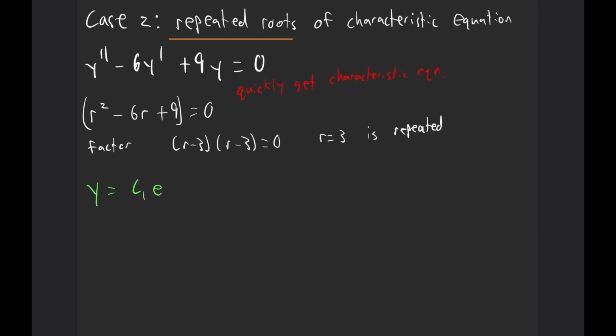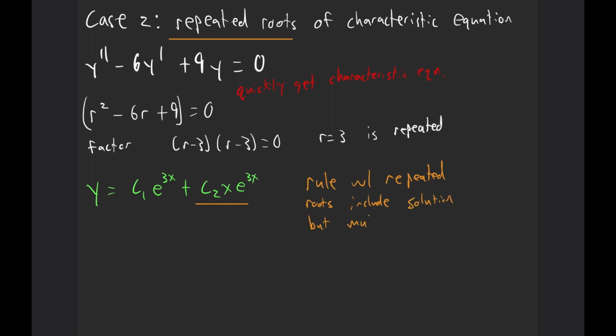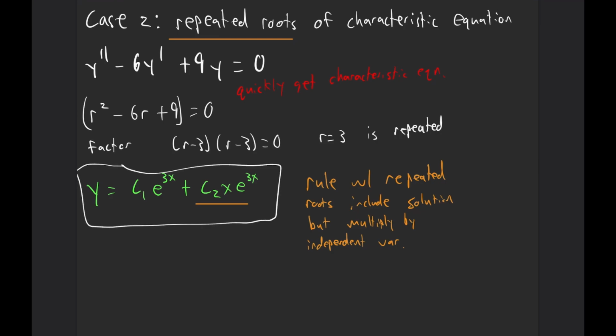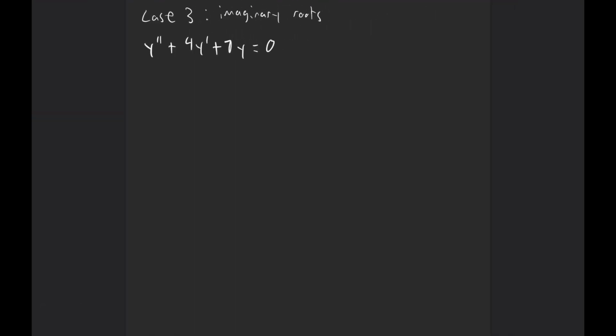So we get y equals c1 e to the 3x, plus c2 x e to the 3x. The reason we throw in the x term there is to make these two solutions linearly independent, and this is a rule that's going to happen with these repeated root solutions. We're going to throw in the x on the second solution in the general solution. So c1 e to the 3x plus c2 x e to the 3x is the solution to this one. Let's take a look at imaginary roots now.